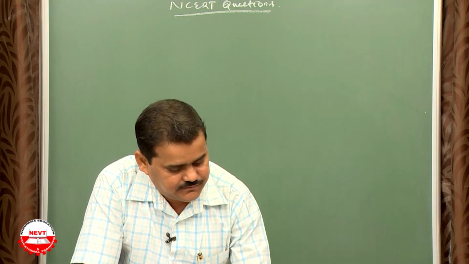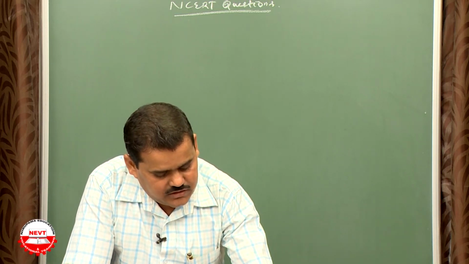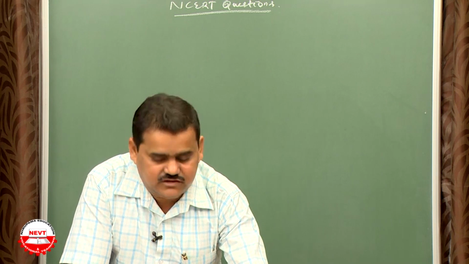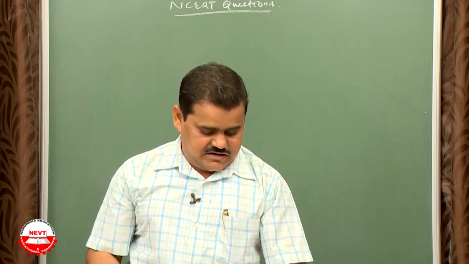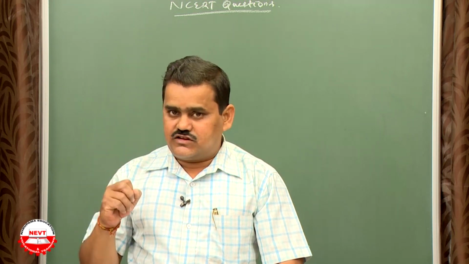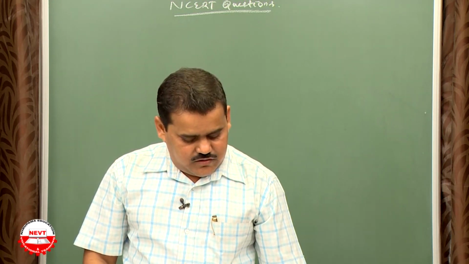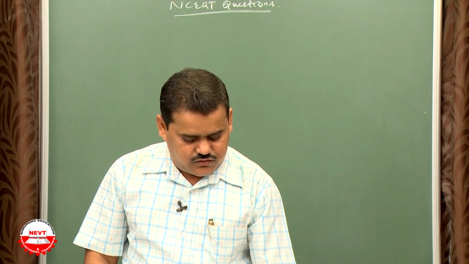Okay? Then number 8, what are the qualities of an ideal source of energy? Quality of an ideal source of energy, just the first part of the chapter, I am telling you. You just write down the points only. Okay? Number 9, what are the advantages and disadvantages of using a solar cooker?